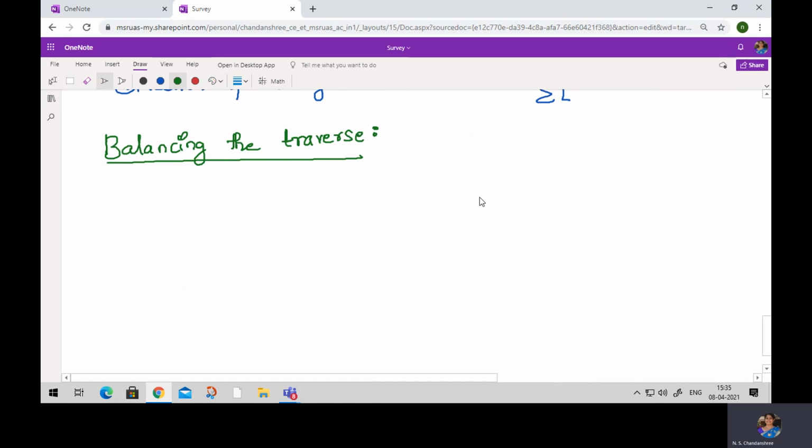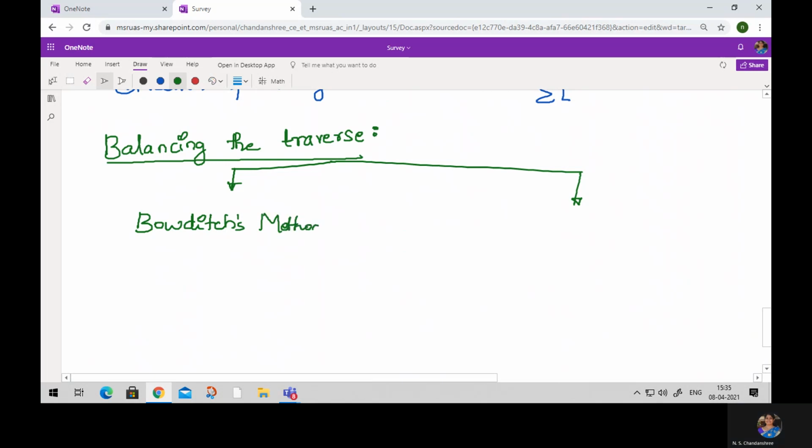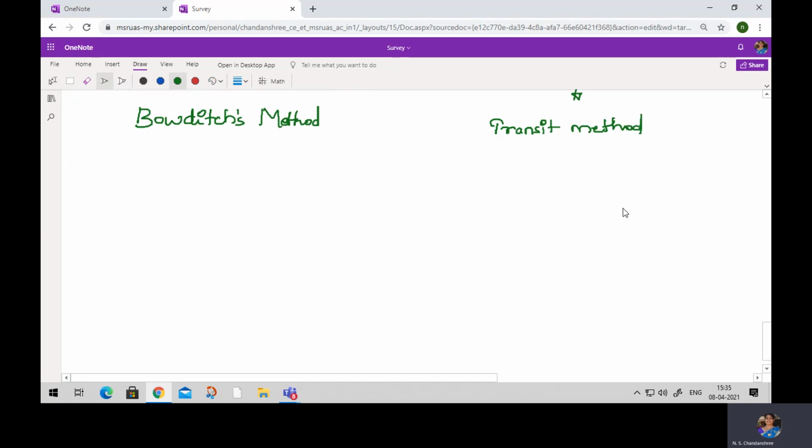But here we balance the traverse using two methods. These are two famous methods. One is Bowditch's rule, or Bowditch's method. The next one is transit rule, or transit method. So what do we do in these two methods?